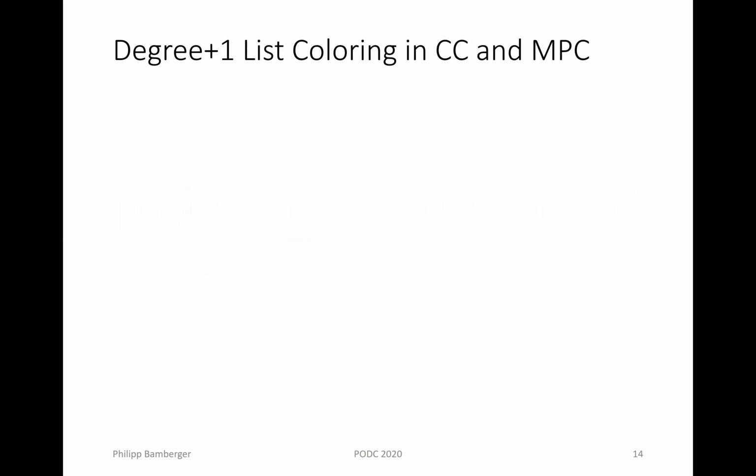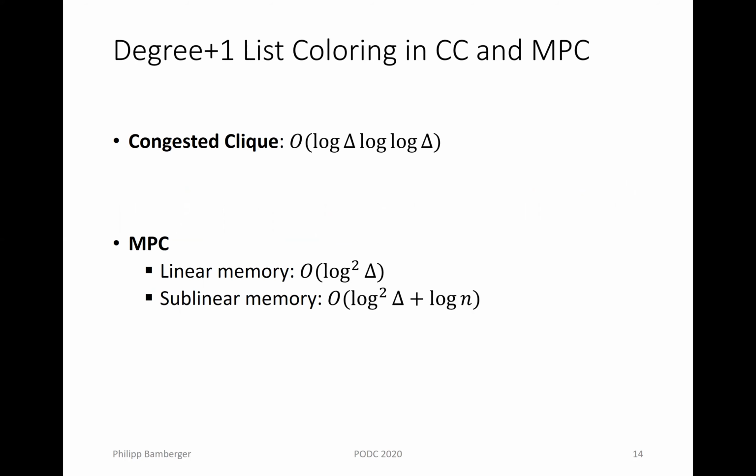We can also apply our techniques to the congested clique and massively parallel computation model, where we obtain the following deterministic complexities for delta plus 1 list coloring. In the congested clique model, we have complexity O of log delta times log delta. And in the MPC model, we have log squared delta for the linear memory regime and log squared delta plus log n for the sublinear regime.